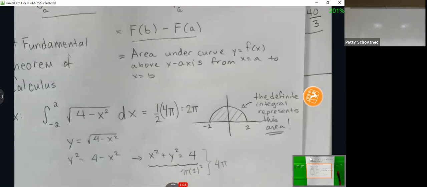I'm going to add some details about properties of the definite integral, and let you get some practice computing the definite integral, but that'll have to wait until Thursday because, by gosh, I think we're out of time. That was a lot.